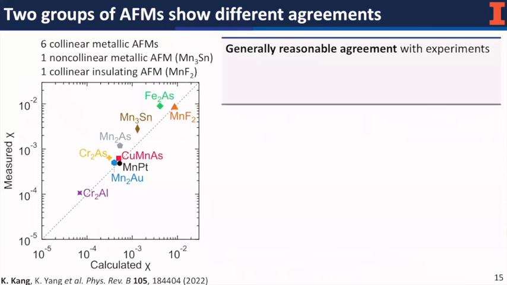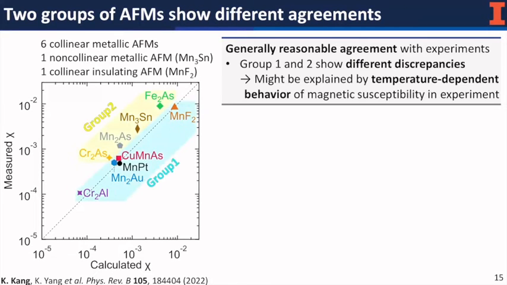To verify our method, we have investigated several antiferromagnetic materials, including 6 collinear metallic antiferromagnets, 1 non-collinear metallic antiferromagnet, and 1 collinear insulating antiferromagnet. Here are the results, the calculated values and the measured values. And in general, the calculated values from our new method show a pretty good agreement with the measured magnetic susceptibilities.